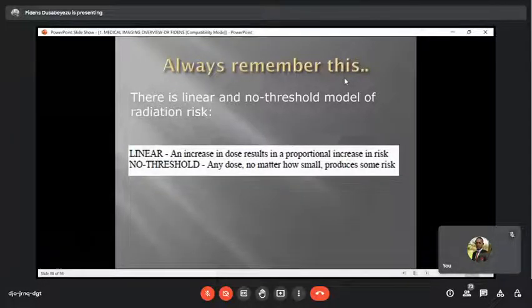There was no burn, there was no pain. Everything is fine. But they are receiving non-threshold radiation risk. Okay.